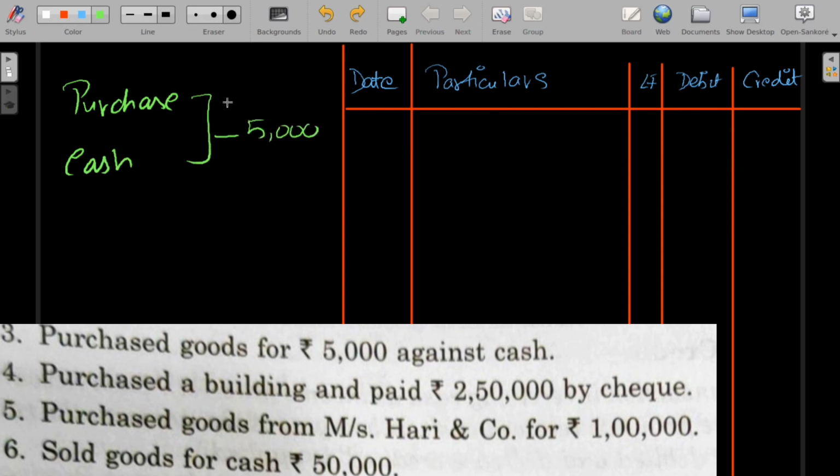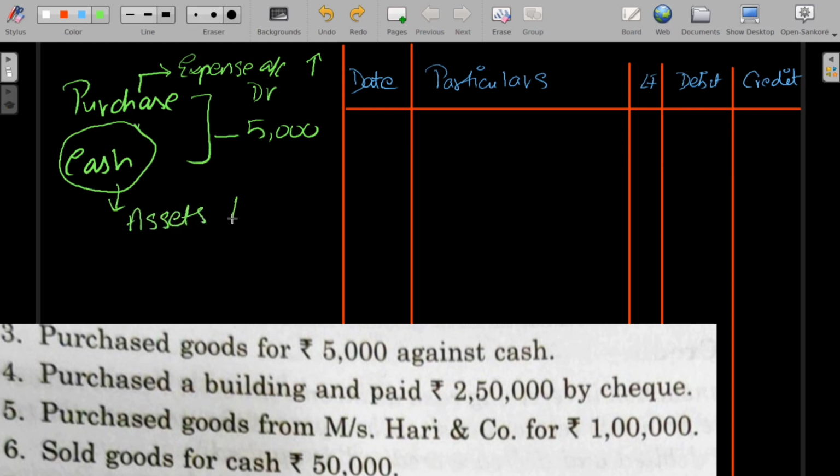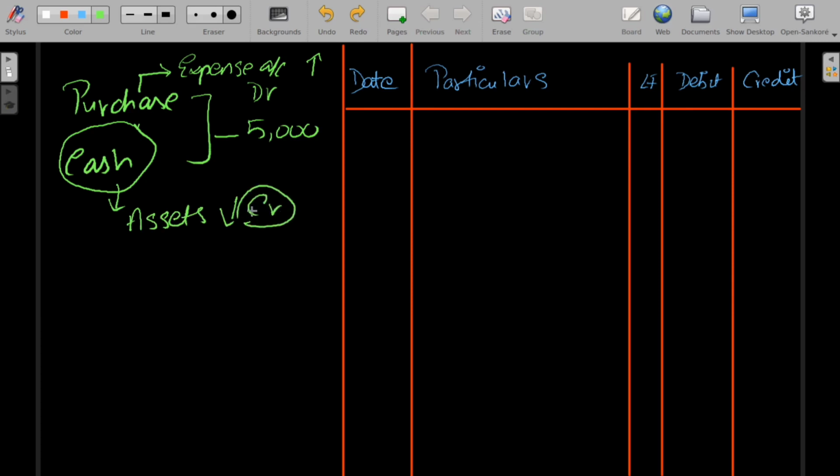So when you purchase any goods, your expenses increase, and as in the previous example I've told, purchases come under expense account, and when your expenses increase, you debit it. Meanwhile, cash goes out of the business. As cash goes out of your business, your assets decrease, so you credit it. A very important point to know is that whenever you record an entry, you should record it from the business point of view.